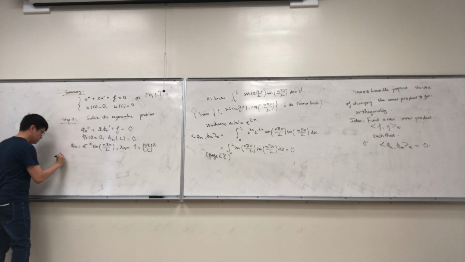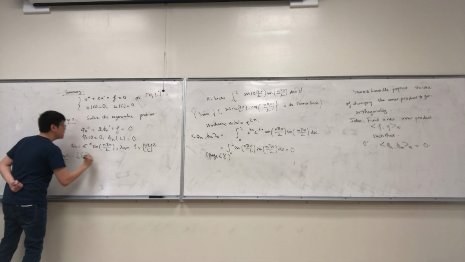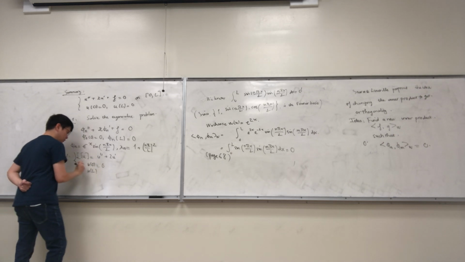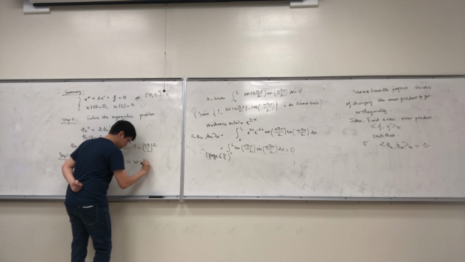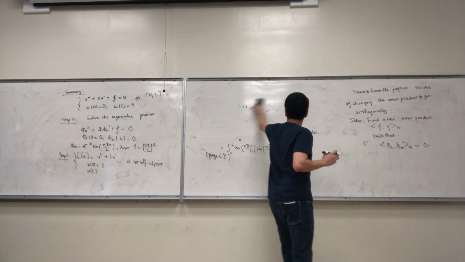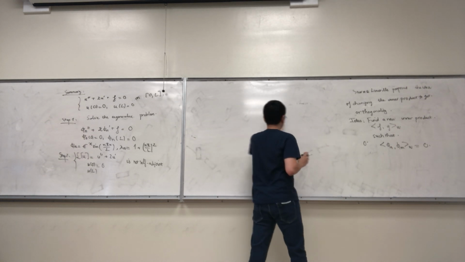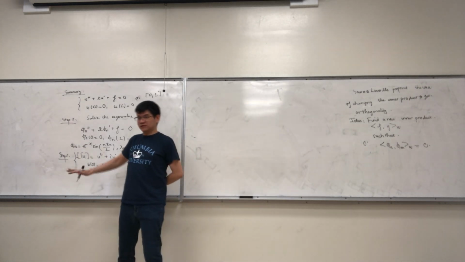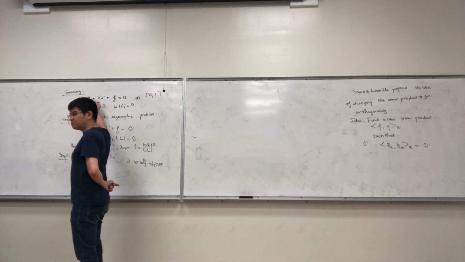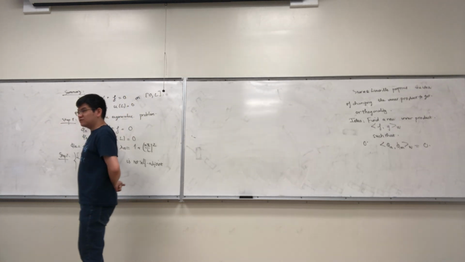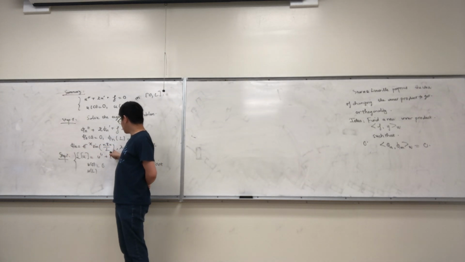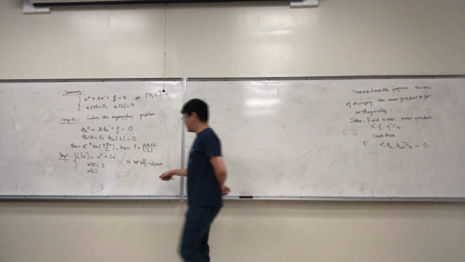Step number two: L of u is u second plus 2u prime, with u at 0 is 0 and u at L is 0, which is not self-adjoint. So this is the summary of the process to solve this equation. You have u second plus 2u prime plus f equal to 0 on 0 to L, u at 0 is 0, u at L is 0. The first step, you solve this eigenvalue problem. You find this eigenfunction and this eigenvalue. You check that this is not self-adjoint.